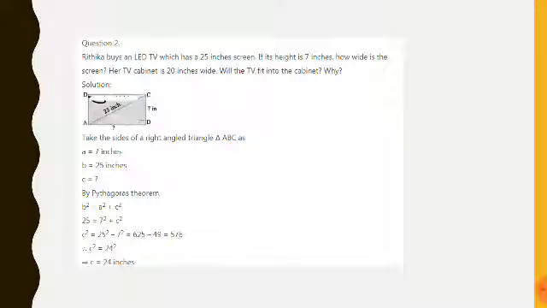So C square is equal to 25 square minus 7 square. 25 square is 625. 625 minus 49, we get the value 576. So C square is equal to 24 square. C is equal to 24.